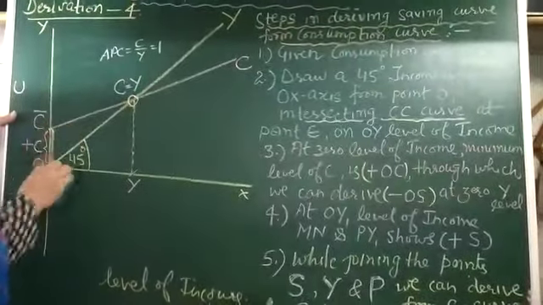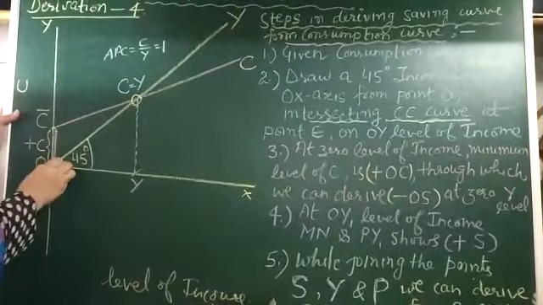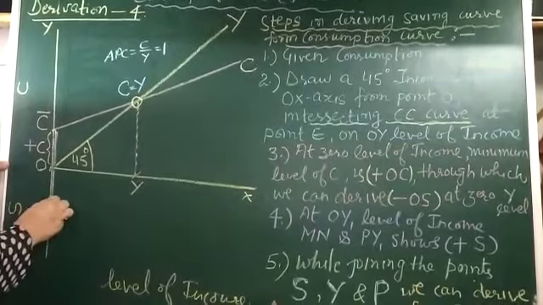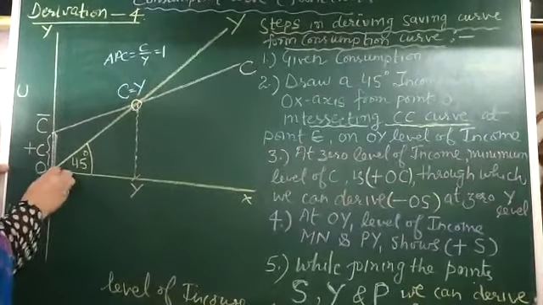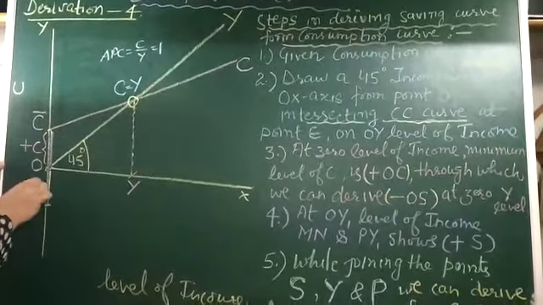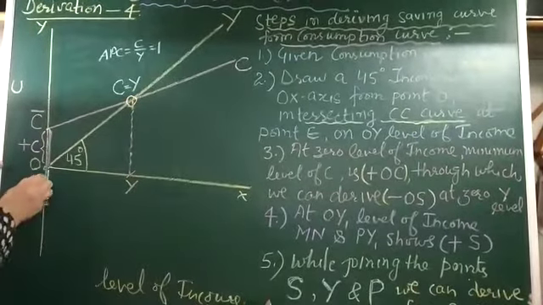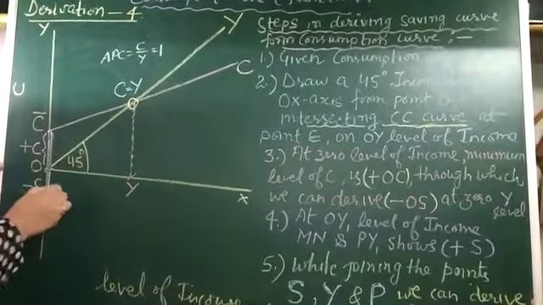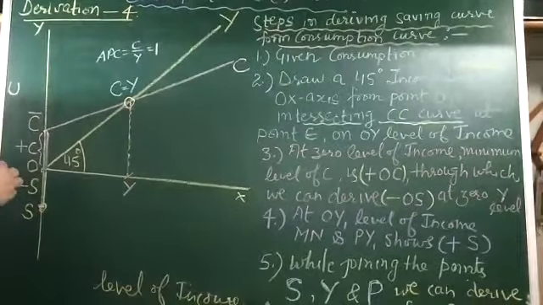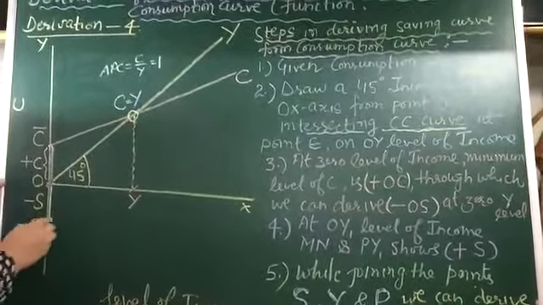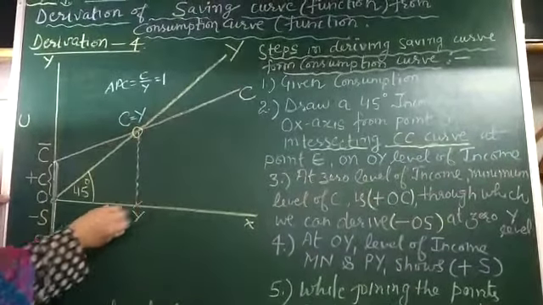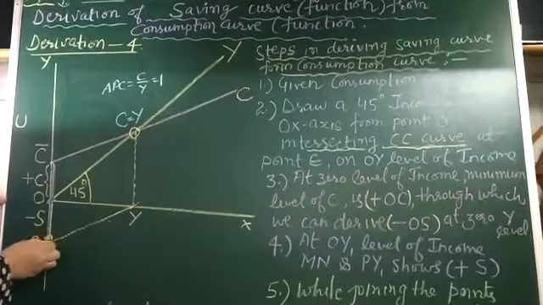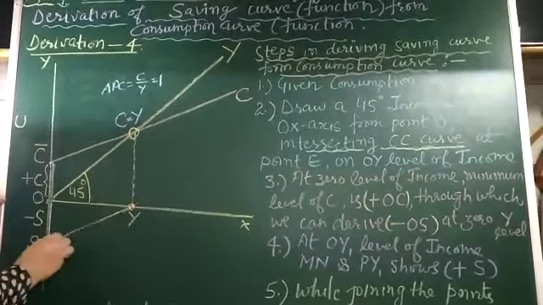Now, point to be noted that at 0 level of income there will be plus consumption, and below this point exactly there will be dis savings, negative savings. So we have derived first point for our saving curve, and that is S, and then as well as we joined this saving from our income level Y.